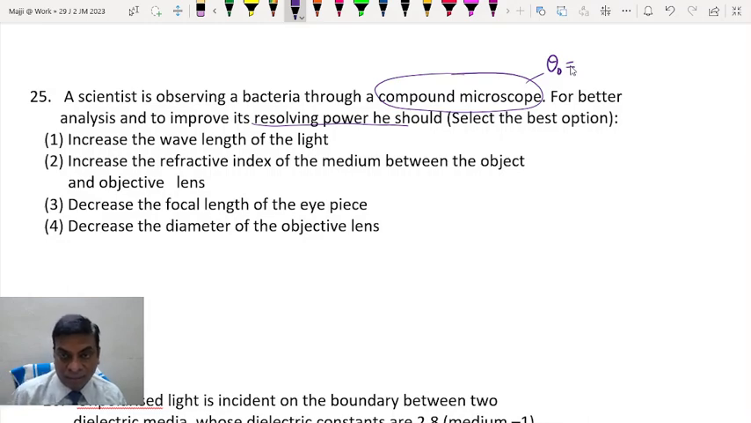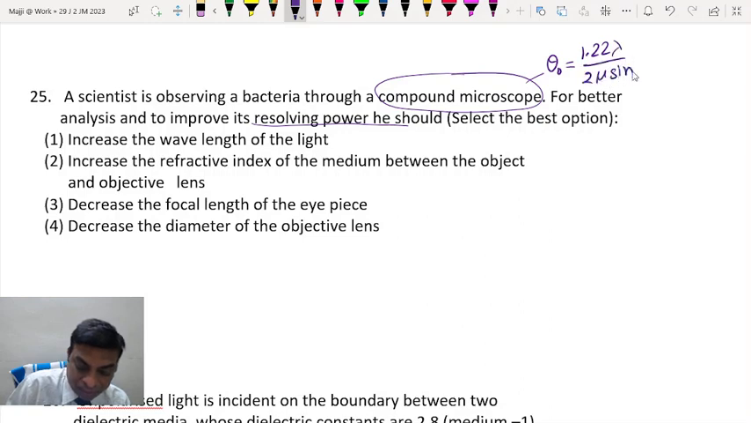two point objects placed in front of the microscope so that they are visible as separate, or they are just resolved, and that is given as 1.22 lambda upon 2 mu sine alpha. So 2 mu sine alpha is the numerical aperture and lambda is the wavelength. So the limit of resolution is proportional to lambda.